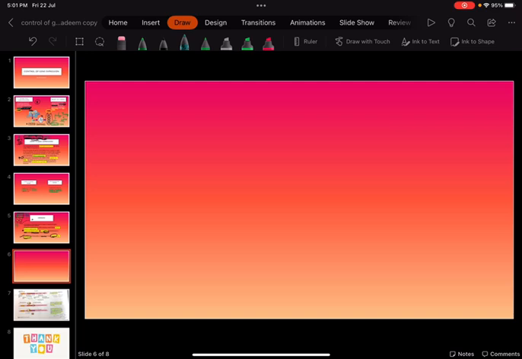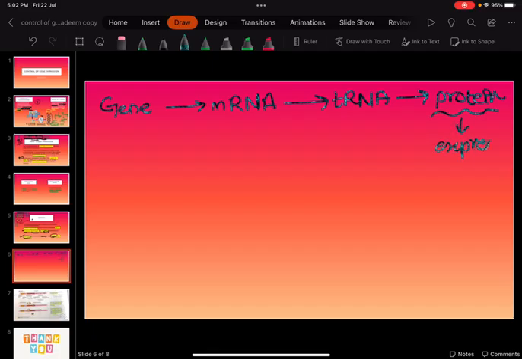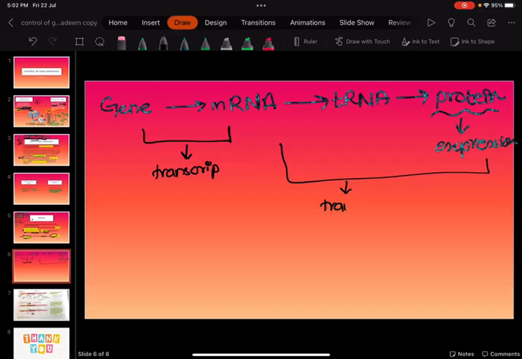Right. So when we talk about a gene being expressed, gene expression basically consists of a gene that is going to be converted into mRNA, which is going to be converted into tRNA, that is going to eventually form the protein, and that protein is basically the expression of the gene, as we've talked before, right? So this process is basically known as the transcription of the gene, and this process is basically known as the translation of the gene.